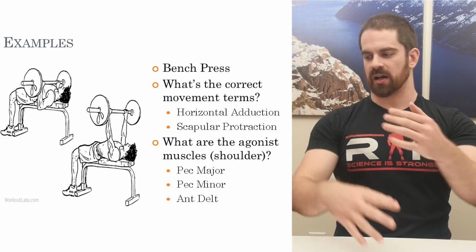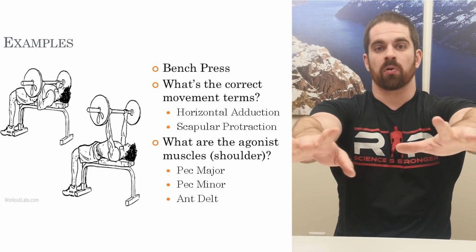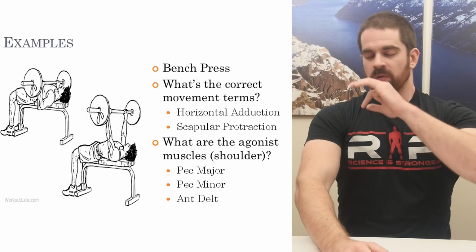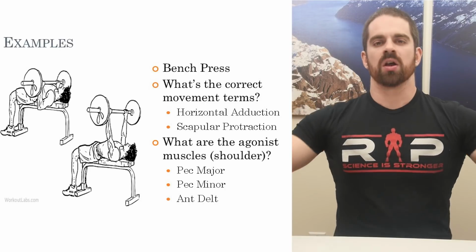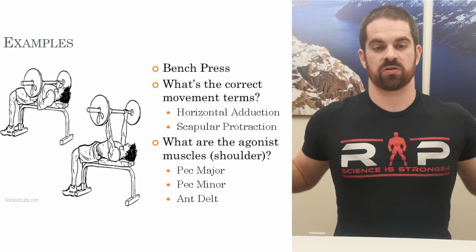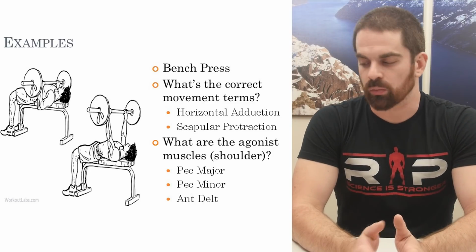That's horizontal adduction. And then we're also going to see, as we come up, typically some scapular protraction as well. Now, most of you know with really good bench technique, you don't want to completely protract your scapulas out, but it's a normal part of the movement. In order to generate this horizontal adduction, I have to protract my scapulas out a little bit, right?